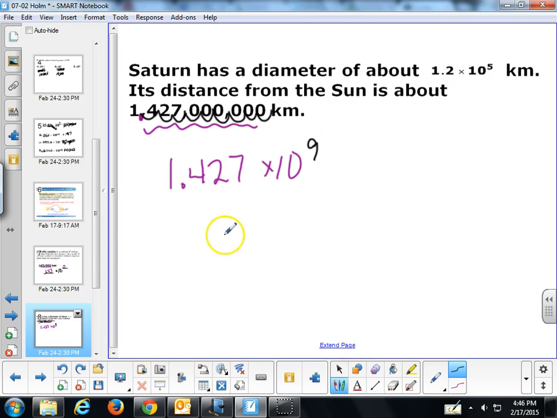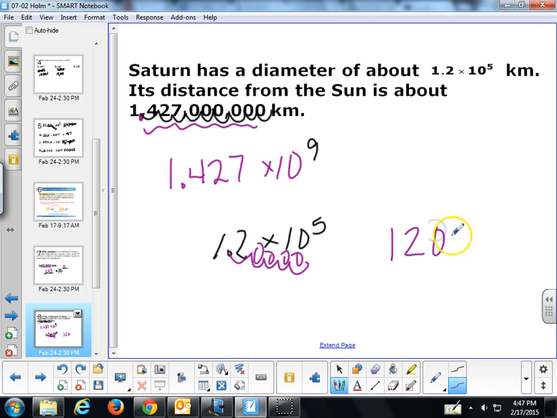Now, can you go the other way? What if I had scientific notation and I want it in standard? All I simply need to do is do the math problem. What is 1.2 times 10 to the 5th? It says move the decimal 1 and 4 more places. 1, 2, 3, 4, 5. Do not add 5 zeros. That is 5 decimal places. Please put your commas in there.